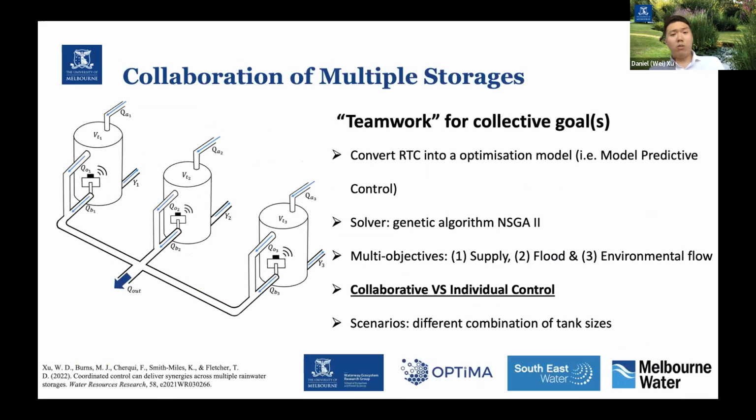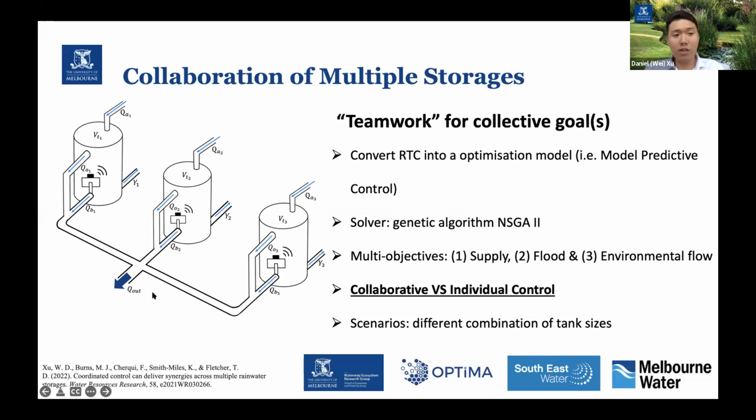So we build a model aiming for this kind of teamwork toward a collective goal. We convert this real-time control, which used to be rule-based, into an optimization model, which is essentially model predictive control. The control model is solved by a genetic algorithm, one type of genetic algorithm. The objectives for this optimization model are, first of all, the supply, which is normally why we need a rainwater harvesting system. But more importantly, like I just said, the flooding and the environmental flow.